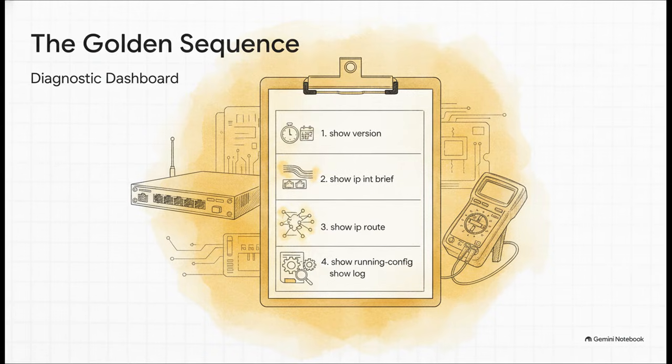Second, show ip interface brief. This gives you a super rapid scan of what's up and what's down. Third, show ip route to confirm your paths. Fourth, show running-config to see how the device is actually set up right now. And finally, show log to dig up any recent errors or link flaps that you desperately need to know about.